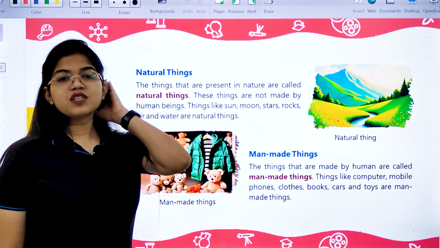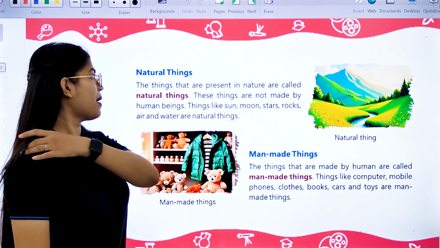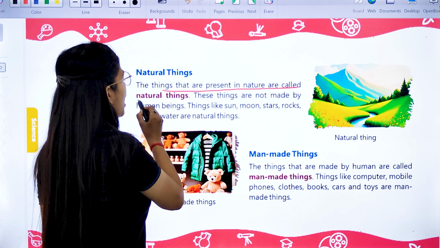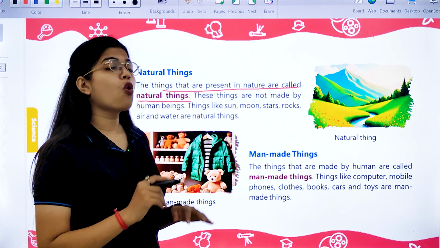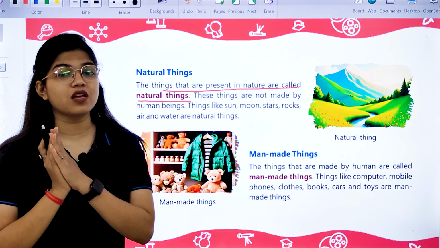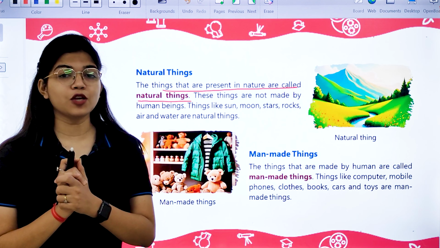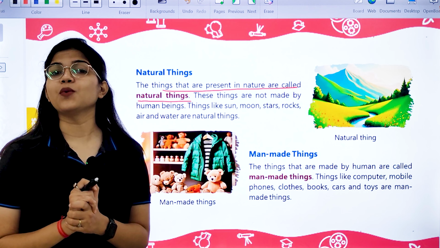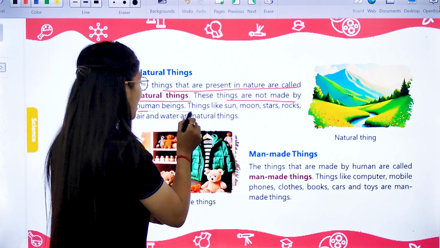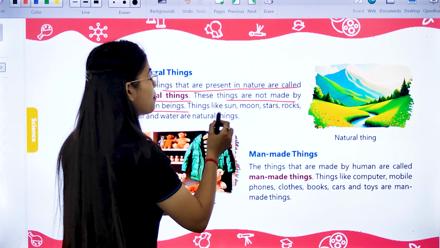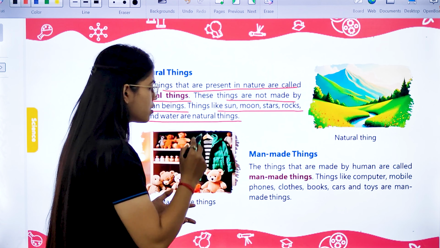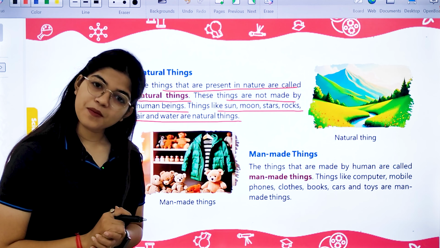Now next we have the topic of natural things and man-made things. So students, the things that are present in nature are called natural things. Means all those things which exist on their own in nature. They are not made by man or human beings. Such things are known as natural things. For example, sun, moon, stars, rocks, air, water, all are natural things.